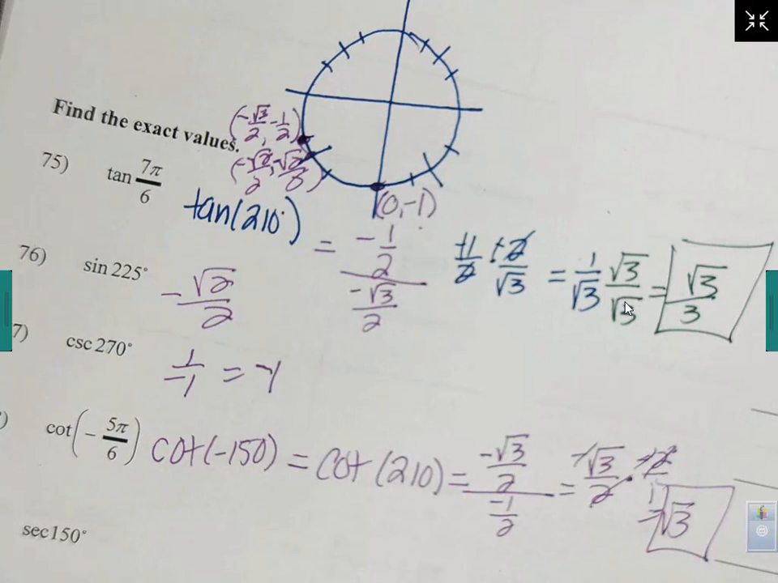Was that last problem negative square root of 3? No, it's positive because since it's in the third quadrant, it's a negative and a negative. Yeah. Raise your hand if you have a question.